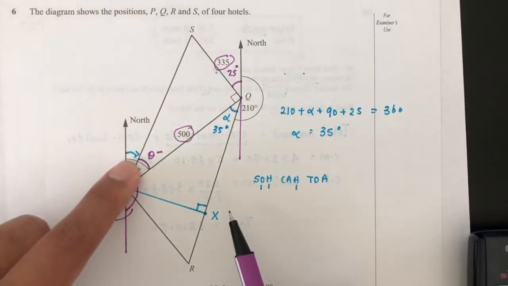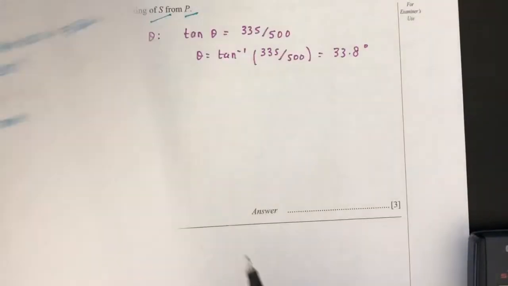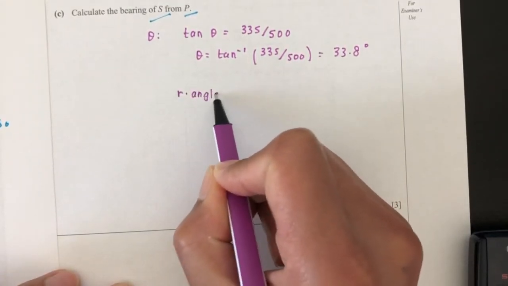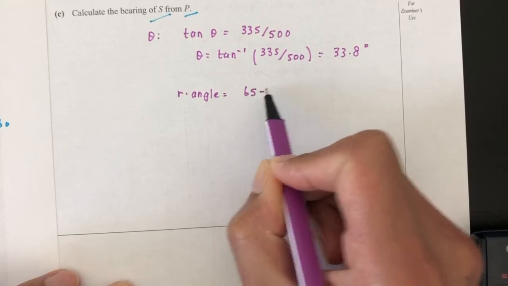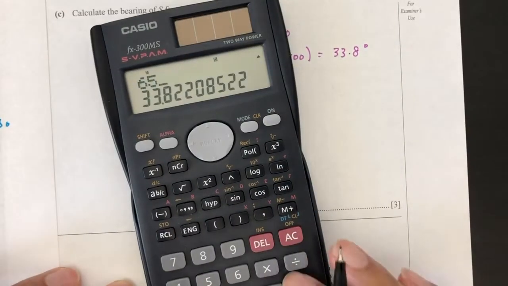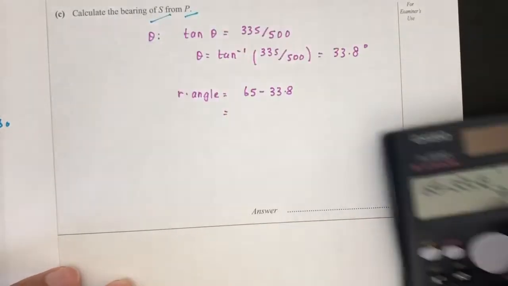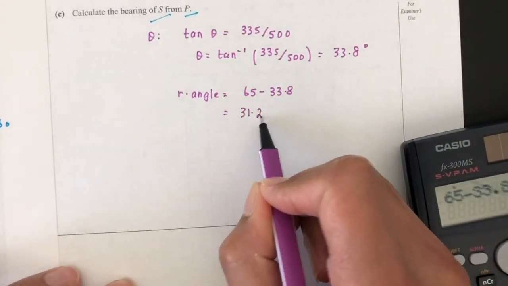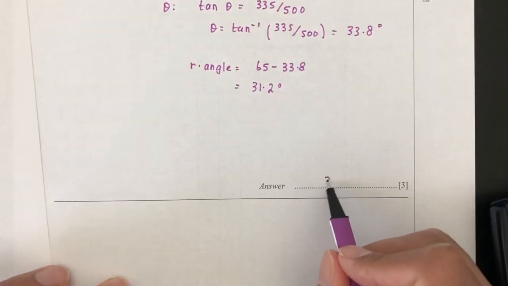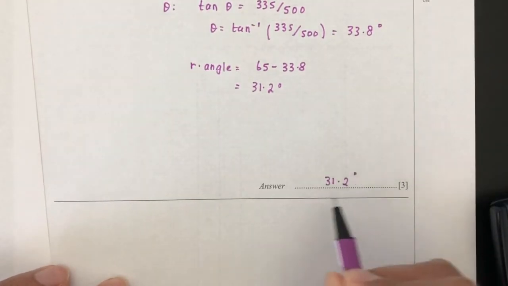So now we have this angle here, which is 38.3. So what is this angle? It will be 65 minus this. So required angle will be 65 minus 33.8. That will be 31.2. So the angle bearing of S from P will be 31.2 to one decimal place.